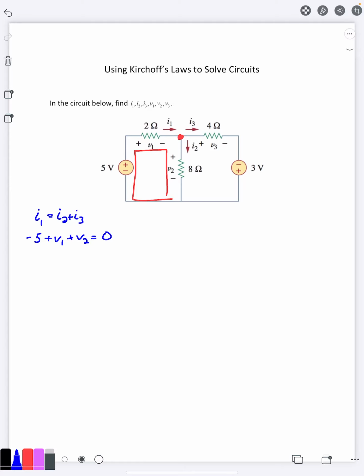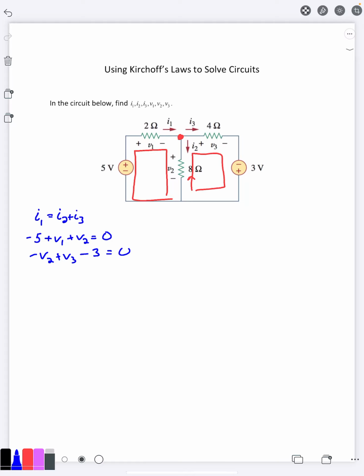Next thing that I see is if I do the right hand loop here. Now again, I'm going clockwise. So this time as I go through that 8 ohm resistor, I'm going in the negative side of V2. So it's going to be minus V2, then plus V3, then minus 3 equals 0. Again, it's minus 3 because I'm going in on the minus side here. And that gives me my third equation.